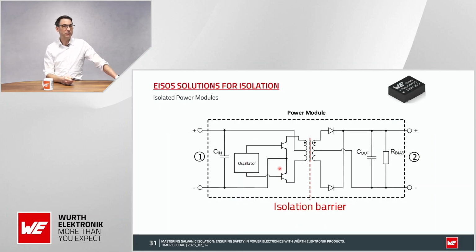An isolated power module. What is it? First, it is a fully integrated, as you can see here, DC-DC converter that transfers electrical energy across a galvanic barrier using a high frequency transformer here with the oscillator, where the primary and the secondary windings are magnetically coupled but electrically separated.